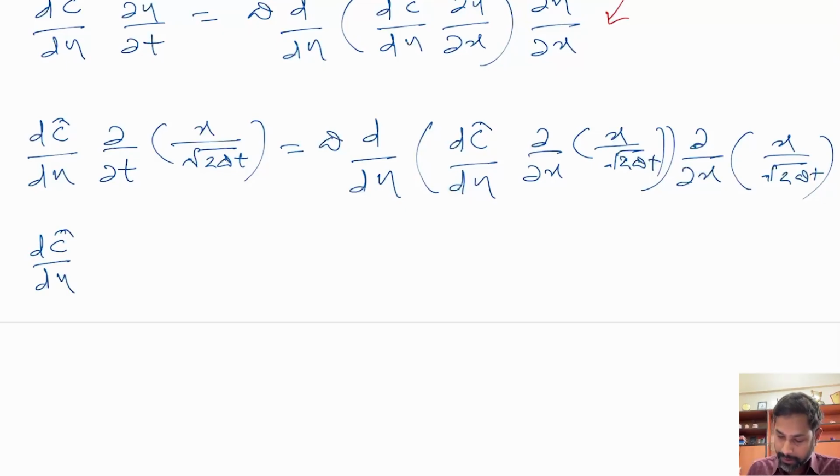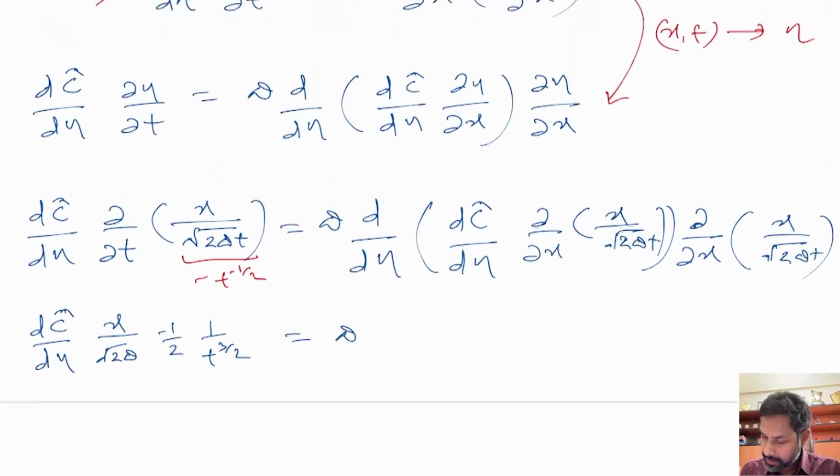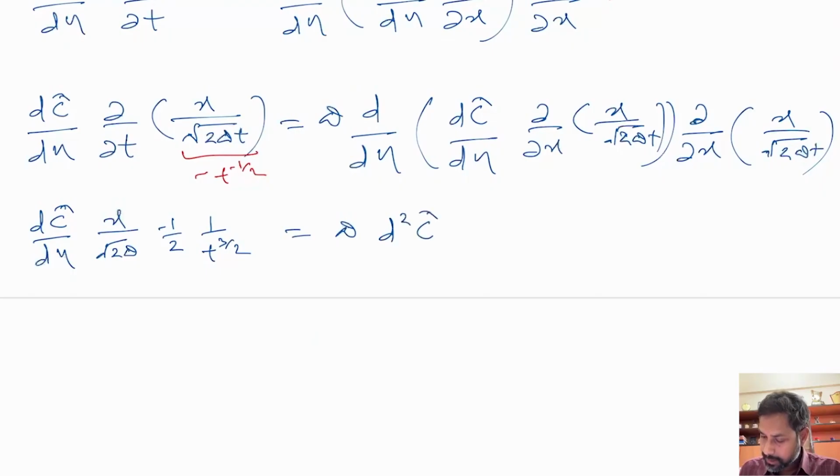So this one we can differentiate with respect to t. So this will become 2d, minus 1 by 2 t to the power 3 by 2. So remember, it has a factor of t to the power minus 1 by 2, right? And if you differentiate it, this will give you this equation. On this side you will get d square c hat over d eta square, and this becomes 2 dt times 1 over 2 dt.